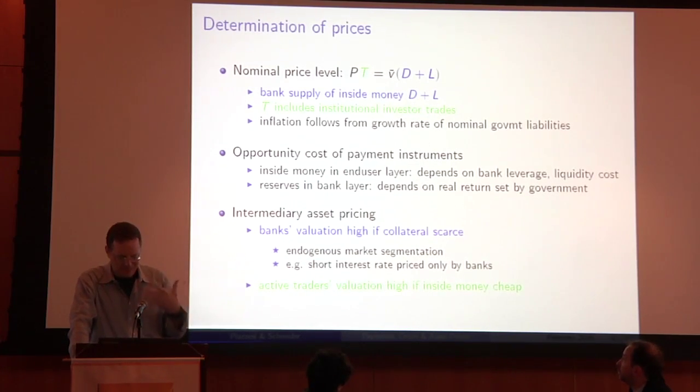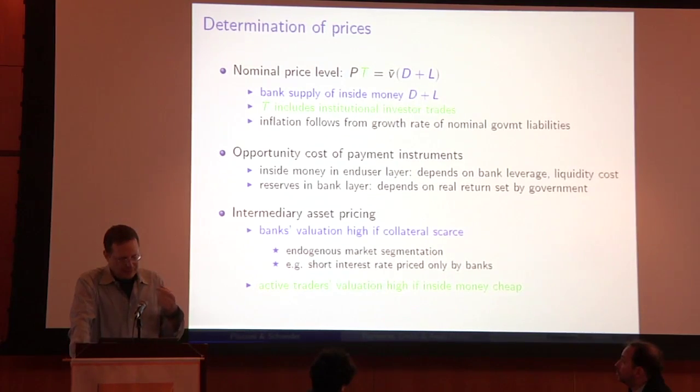So this green, this is a money demand part, and then because the supply of this inside money is something that's endogenous and responds to the amount of collateral that's available to banks, the inflation rate is going to follow from the growth rate of the nominal government liabilities, so the total, and not just from the growth rate of narrow money.